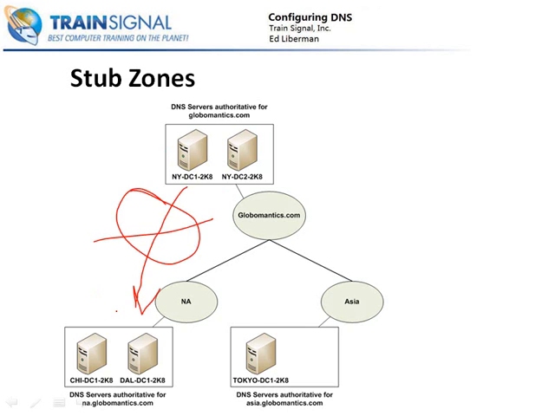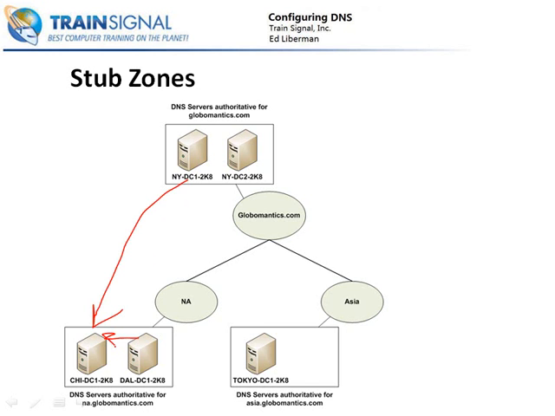But now, when Dallas DC1 gets added to the na.globalmantics.com domain, when New York DC1 checks in, which it will do because it has a zone record, when it checks in with Chicago DC1, it now has that new record added when Dallas DC1 came on, and it sends that information back up to New York DC1. Of course, these guys are all sharing information with each other, and these guys now know about Dallas DC1 also being authoritative for na.globalmantics.com. So that's pretty much how a stub zone works.